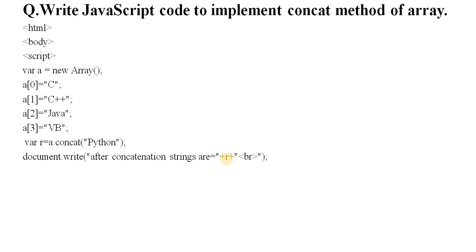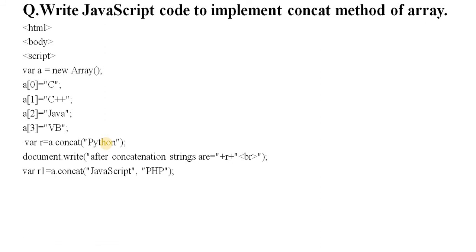The output of this program is, first of all it displays C, C++, Java, VB, and Python, because by using the concat method we can add or join the two, add the Python, so that it displays C, C++, Java, VB and Python on a web page.